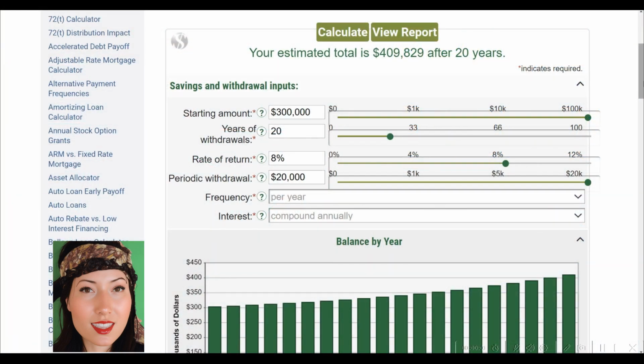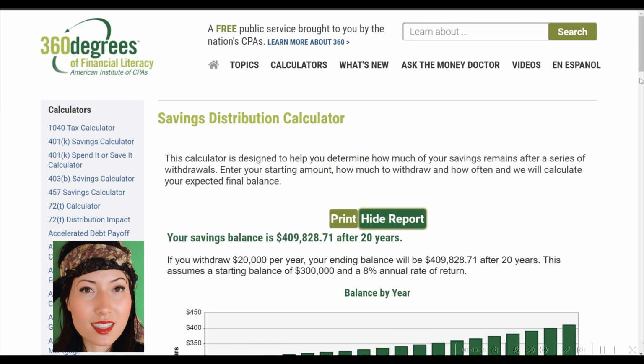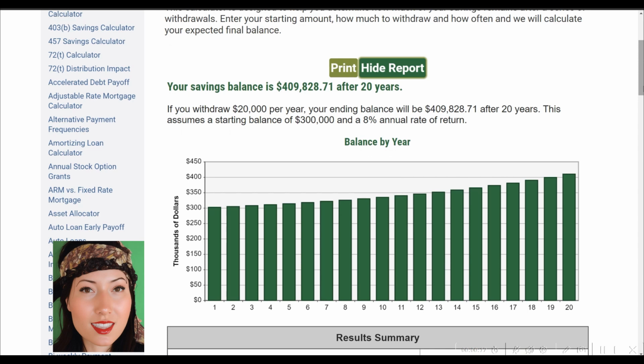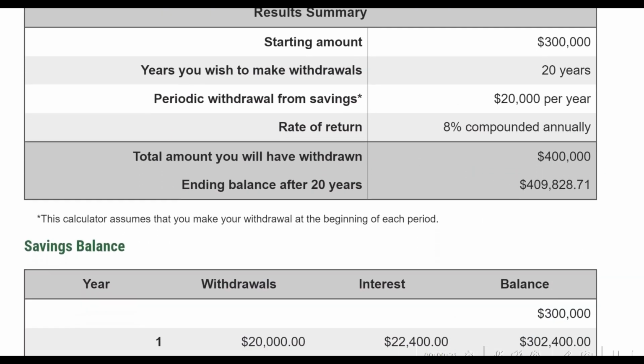360financialliteracy.org, for our calculations. In this example, I plugged in a starting amount of $300,000 with an annual return on this amount of 8%, an annual withdrawal of $20,000 for 20 years. We would end up at the end of 20 years with $408,828. So, if you anticipate being able to limit your annual expenses for 20 years to $20,000 or less, you can retire with $300,000, assuming your investment in that period averages 8% per year.